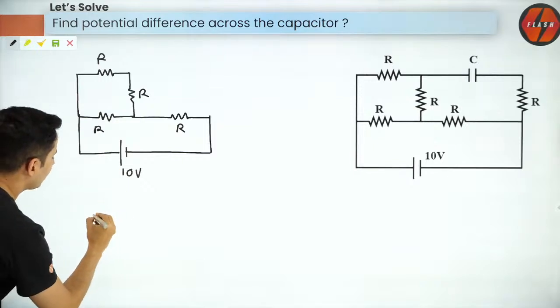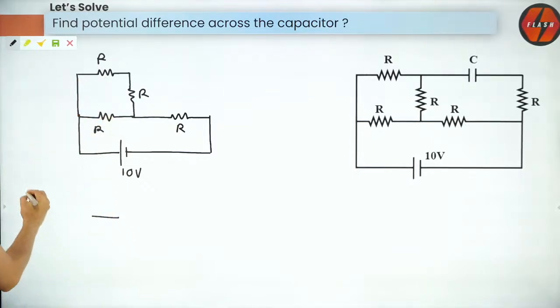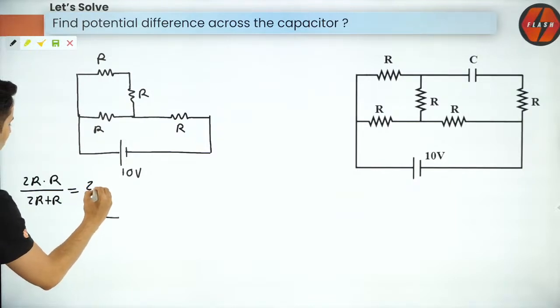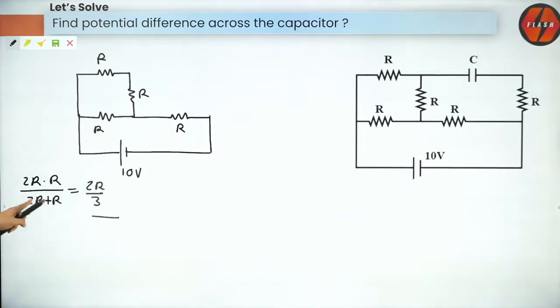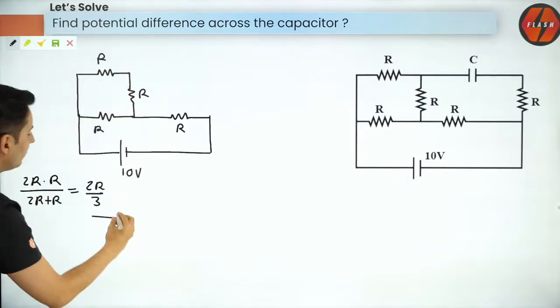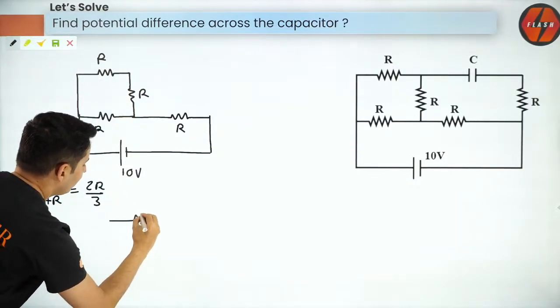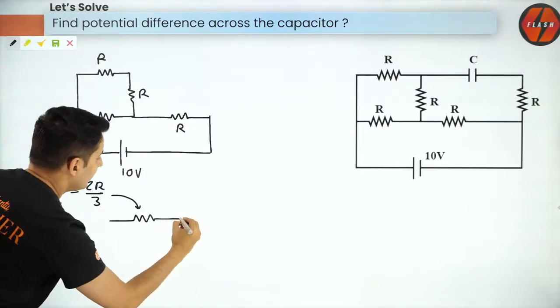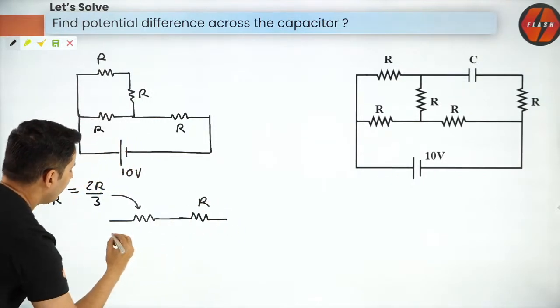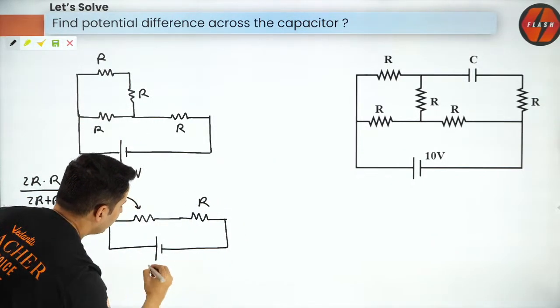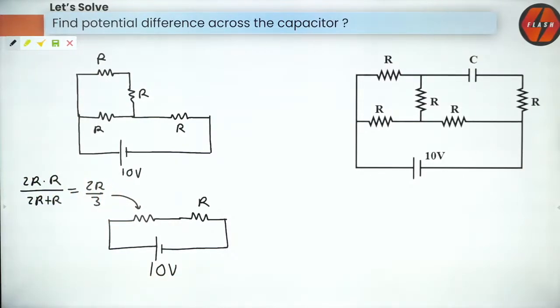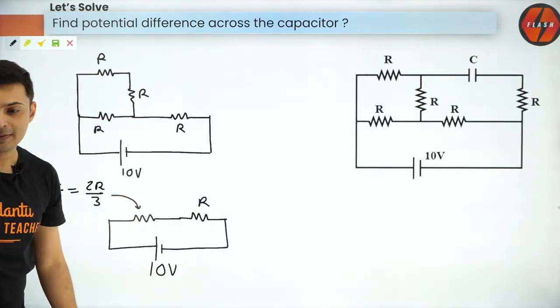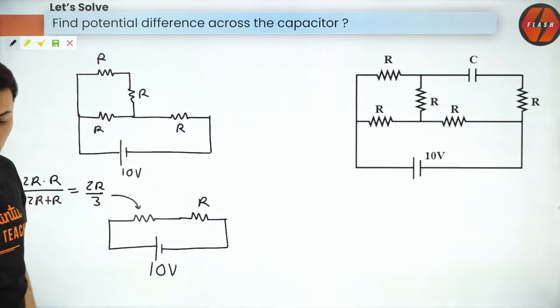So basically, it's nothing but 2R and R. So 2R into R divided by 2R plus R. How much will it be? It will be 2R by 3. So that is the equivalent combination of this, guys. So you will have a resistance of 2R by 3, and in series you will have one more resistance of R and a battery of 10 volts. Now this 2R by 3 and R, they are also in series. Come on, guys, let me know.